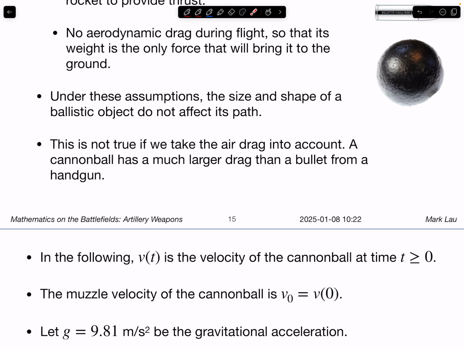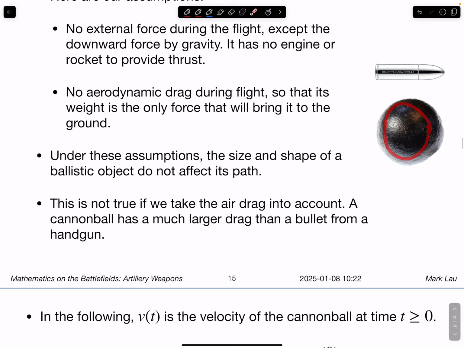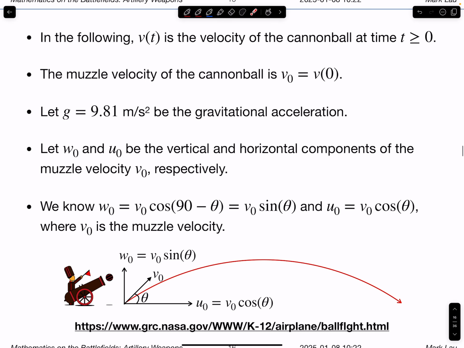A cannonball has a much larger drag than a bullet from a handgun. Of course, the volume is much higher, so the air resistance is much greater. In the following, Vt is the velocity of a cannonball over time. The muzzle velocity of the cannonball is V naught. Wait, muzzle velocity. Okay, got it. By muzzle velocity, they mean the initial velocity.